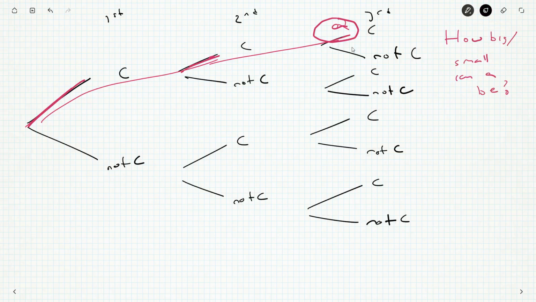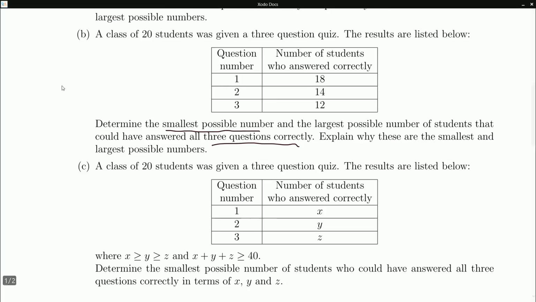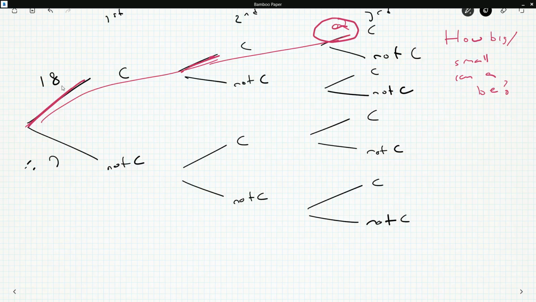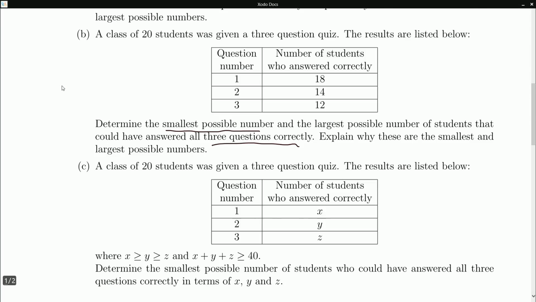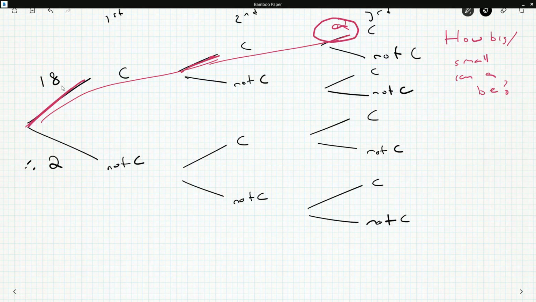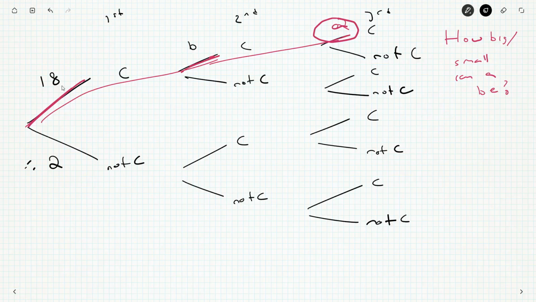Now we can start filling this in. 18 people got the first one right, and that tells me that 2 people got the first one wrong. Now 14 people got the second one correct, and 12 got the last one correct. So we might have some numbers B and C here. B plus C has to be equal to 14. We've got A here. We might call this D, E, and F. A plus D plus E plus F has to be equal to 12.